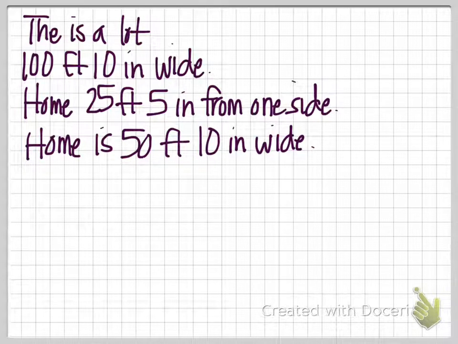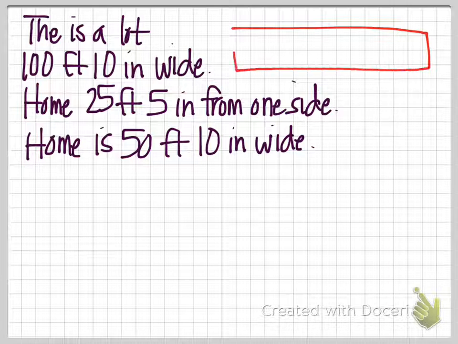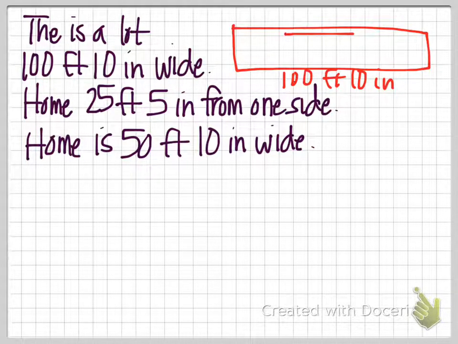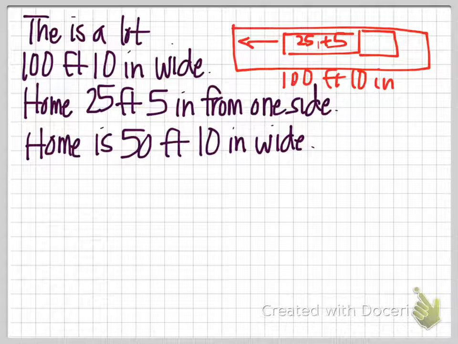Our last fractional problem is about a lot that is 100 feet 10 inches wide. So we have a lot, and the whole lot is 100 feet 10 inches wide. We have a home that sits on this lot that is 25 feet 5 inches from one side, and the home itself is 50 feet 10 inches. And what we want to find is how much room there is on the rest of the lot.